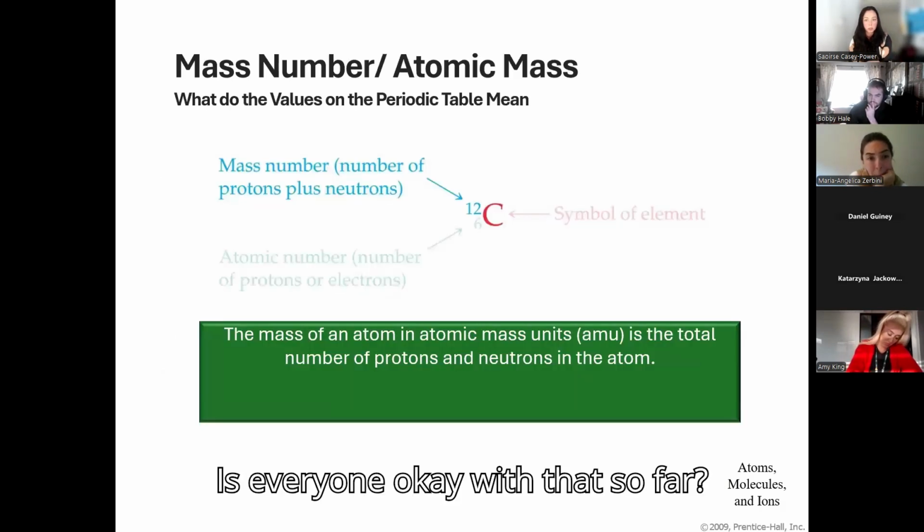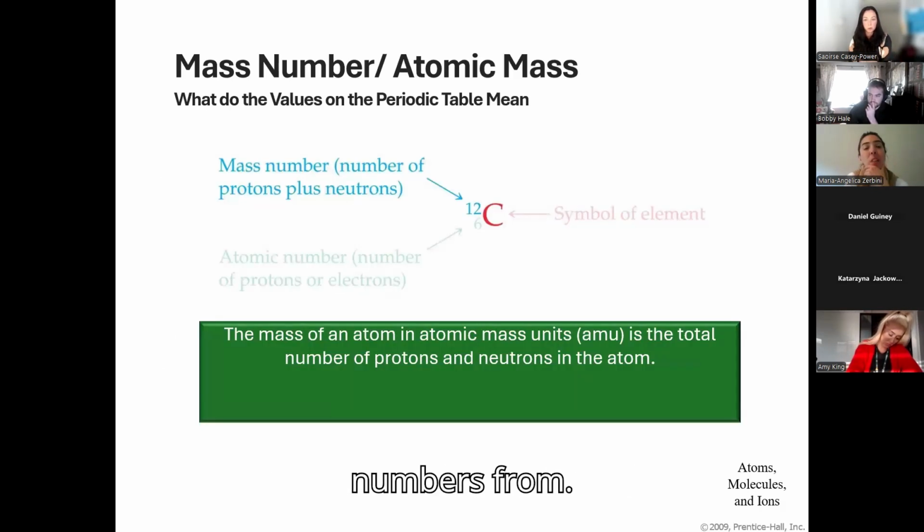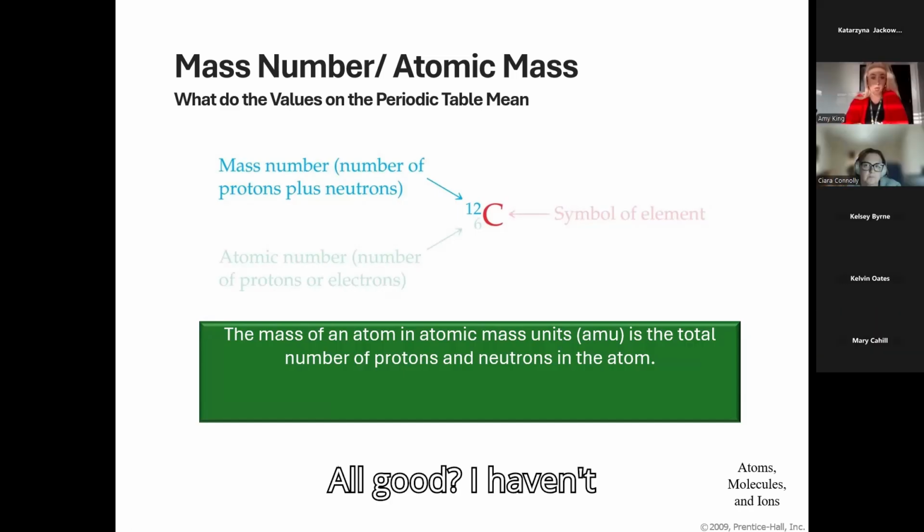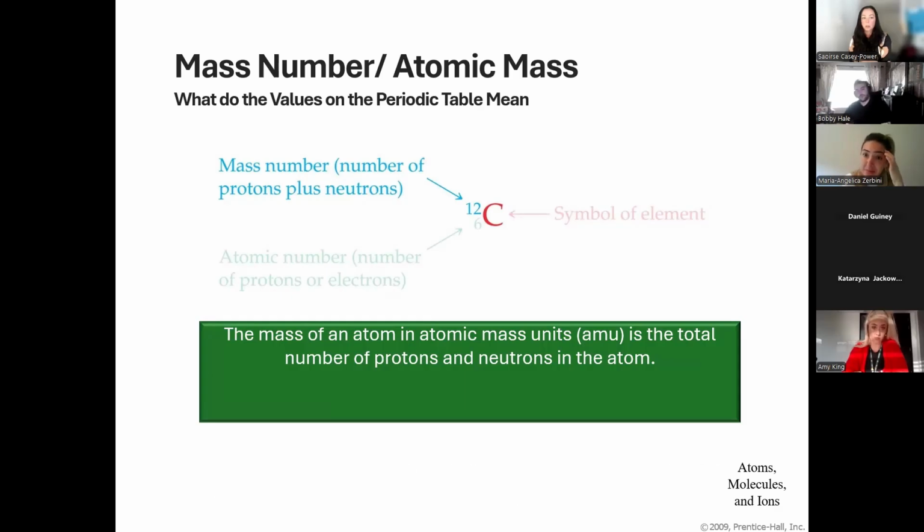Is everyone okay with that so far? Everyone can see where I'm getting those numbers from. All good? I haven't scared you off chemistry too much, no? Not yet. Okay.